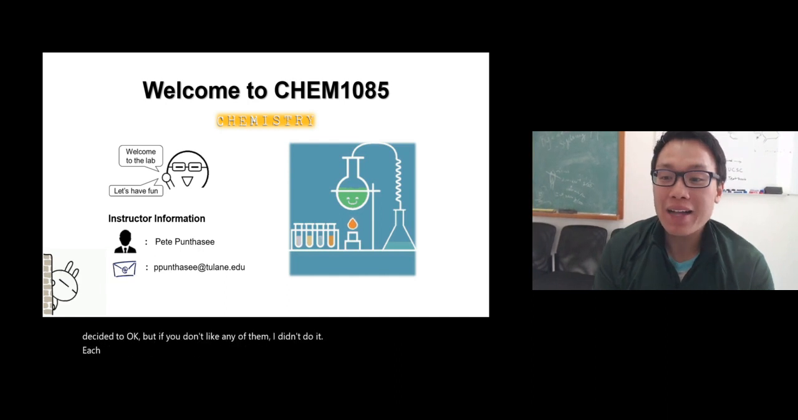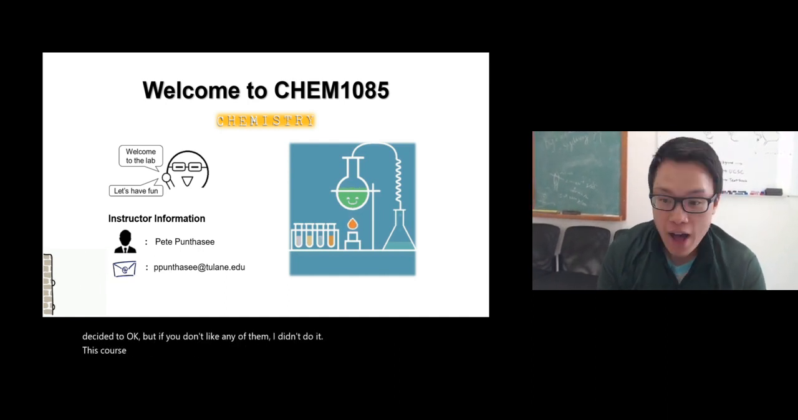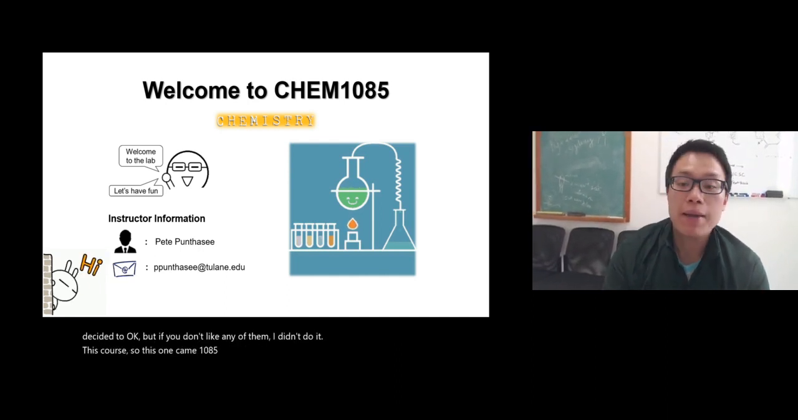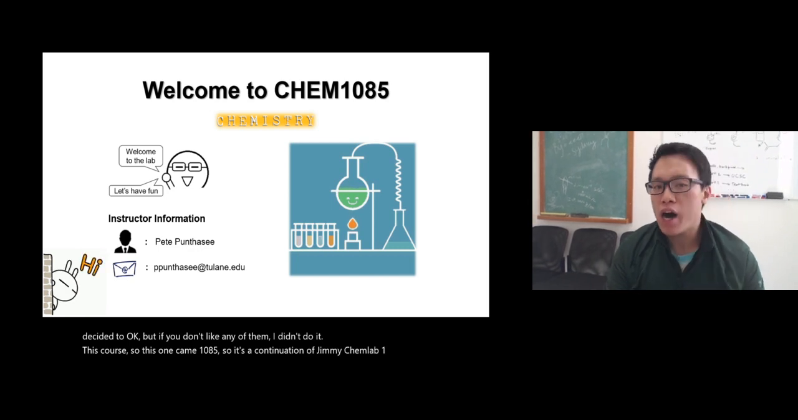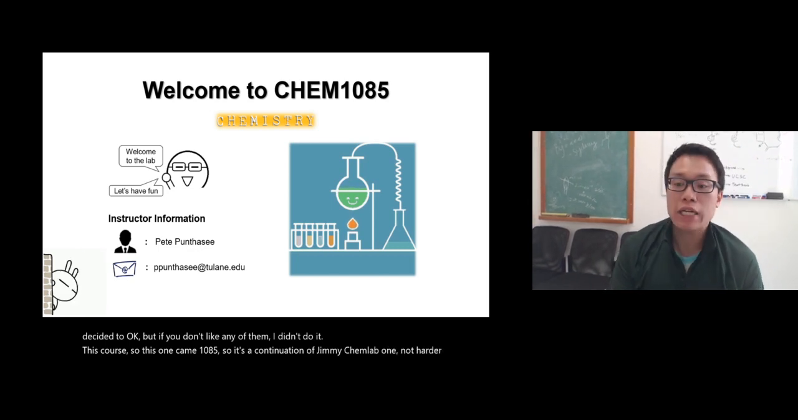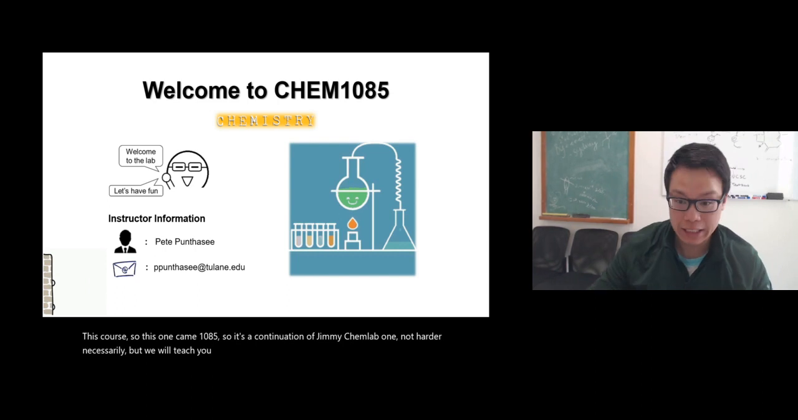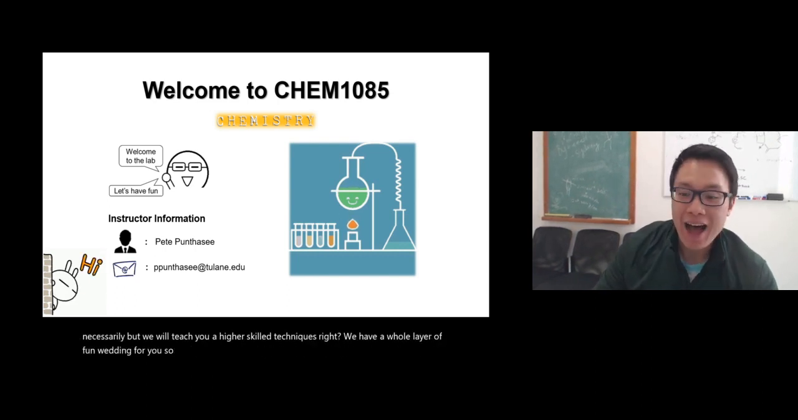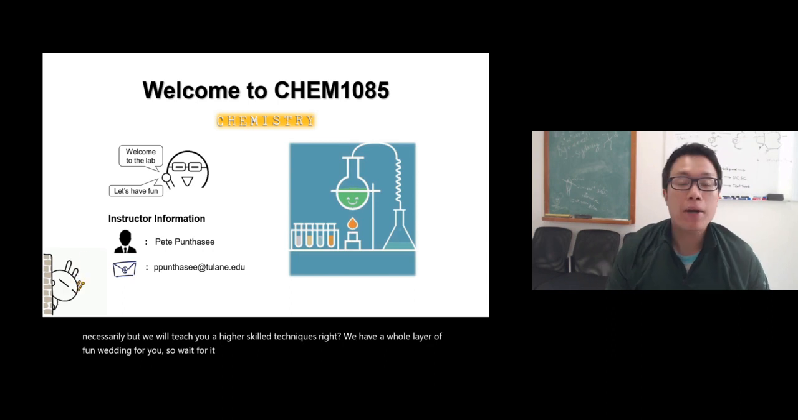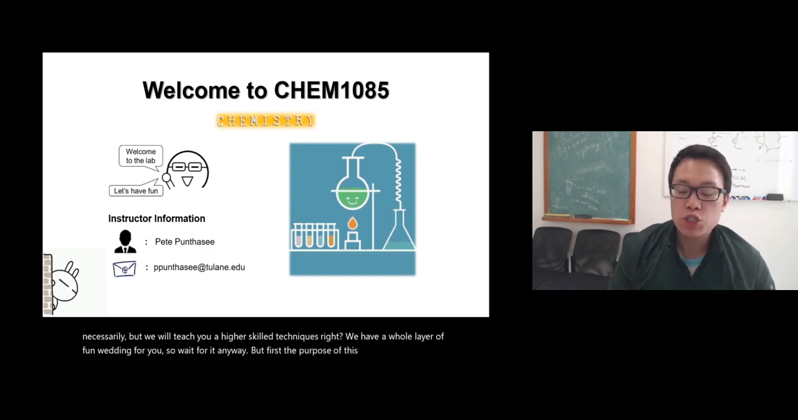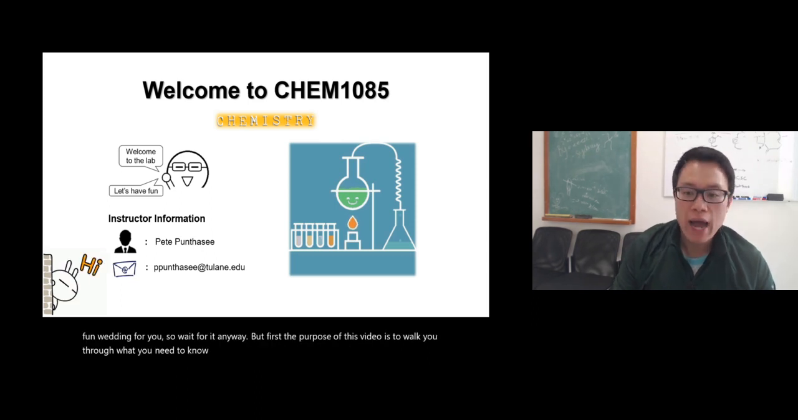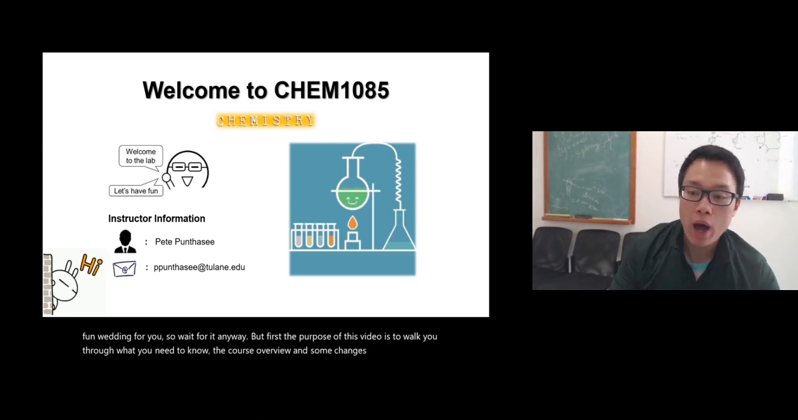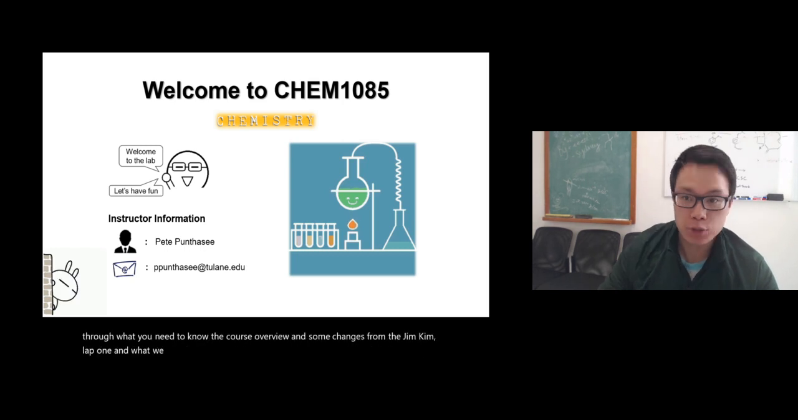Anyway, this course is Chem 1085, a continuation of Gen Chem Lab 1. Not necessarily harder, but it will teach you higher skill techniques. We have a whole nine yards of fun waiting for you, so wait for it. But first, the purpose of this video is to walk you through what you need to know, the course overview, and some changes from Gen Chem Lab 1 and what we implement in this Gen Chem Lab 2.